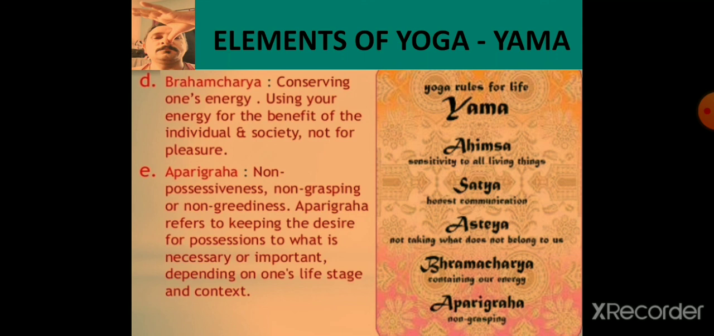Ahimsa, satya, asteya, brahmacharya, aparigraha, the five yamas we have discussed. This is very important, the first limb, the first element of yoga. So we will go with the second element, niyama, in the next video.